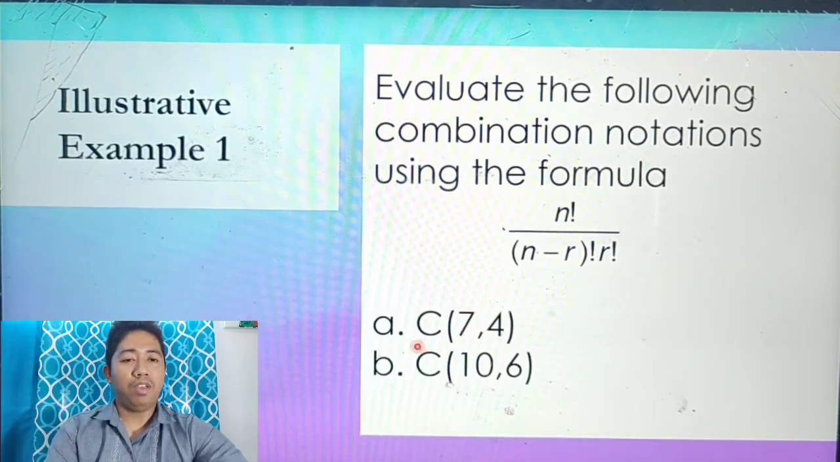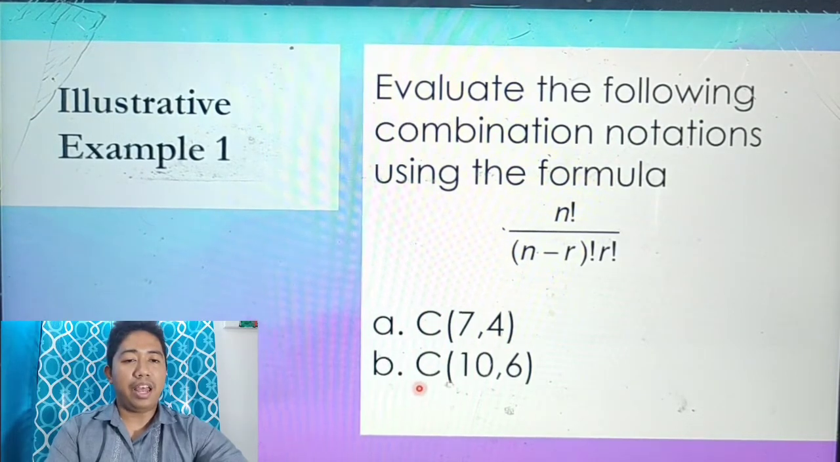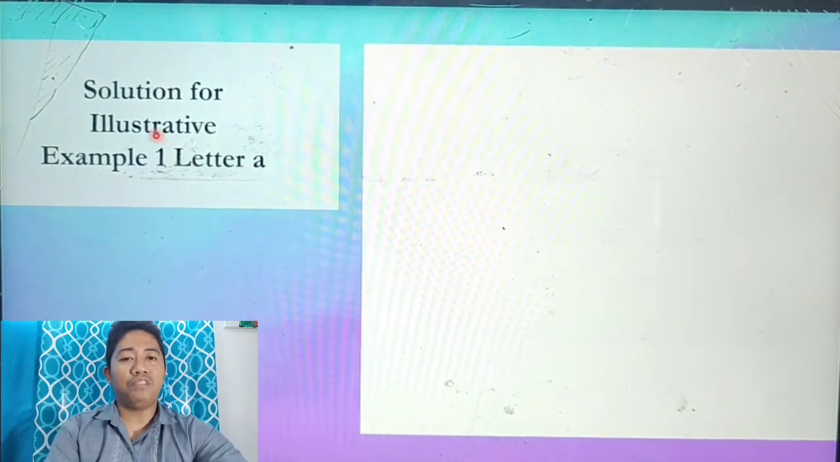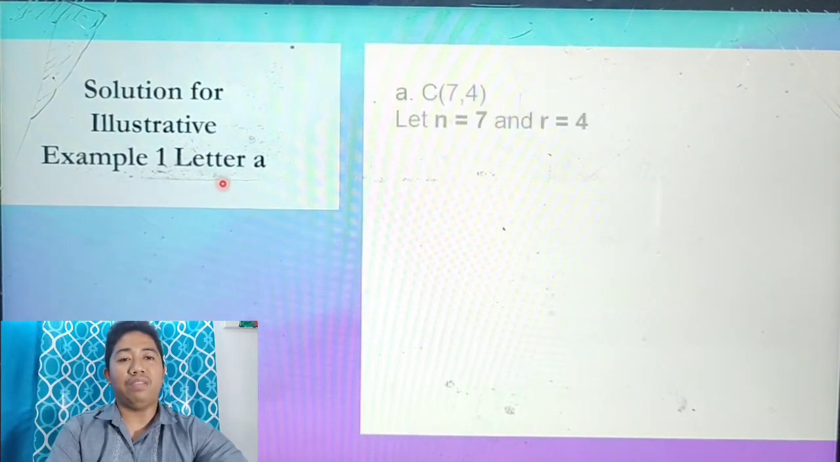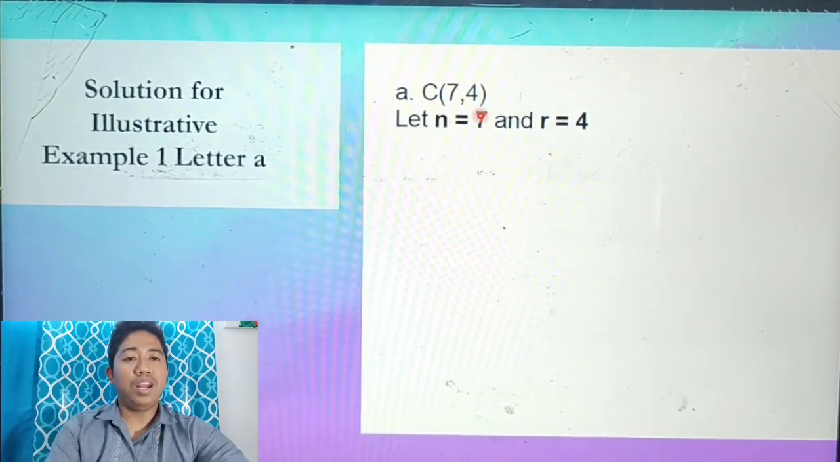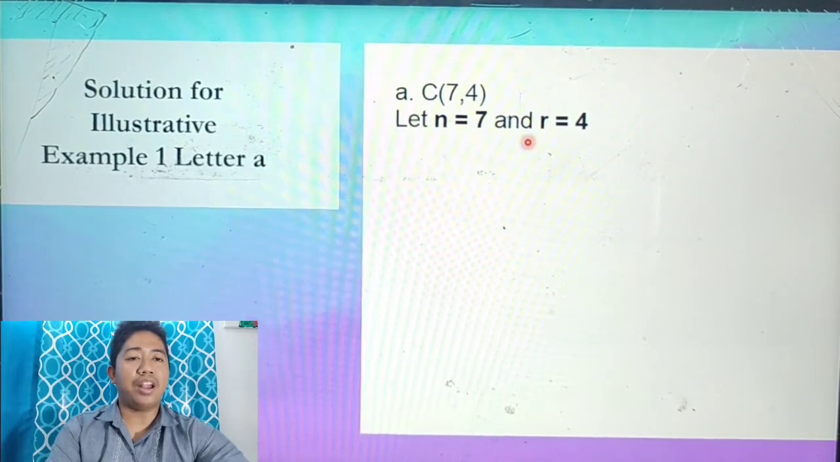For letter A, evaluate the combination of 7 taken 4 at a time, and letter B, the combination of 10 taken 6 at a time. To solve this set of problems, here is the solution. Let us start with the solution for illustrative example number 1, letter A. Given the combination of 7 taken 4 at a time, we let N be the greater value, which is 7, and R be the lesser, which is equal to 4.